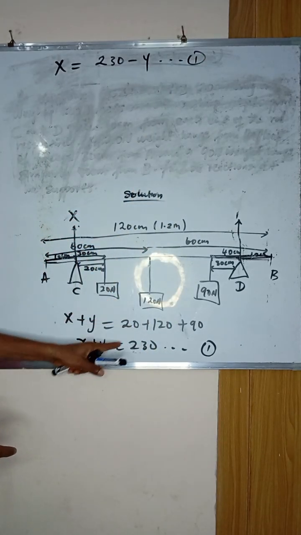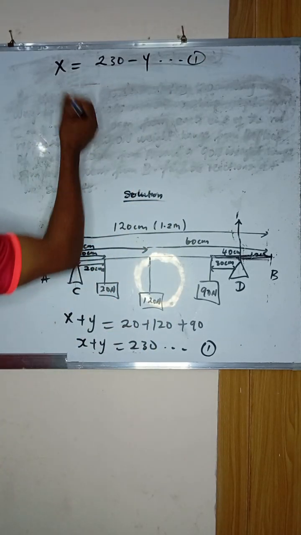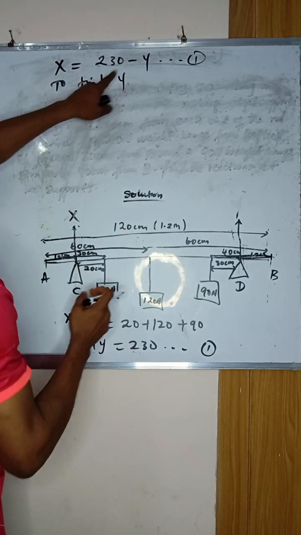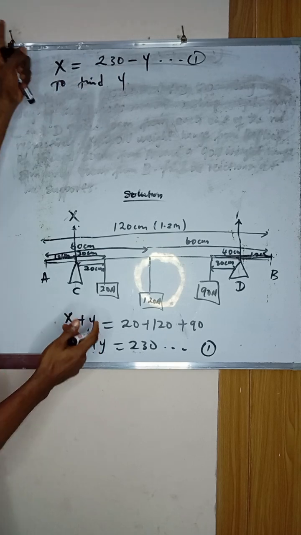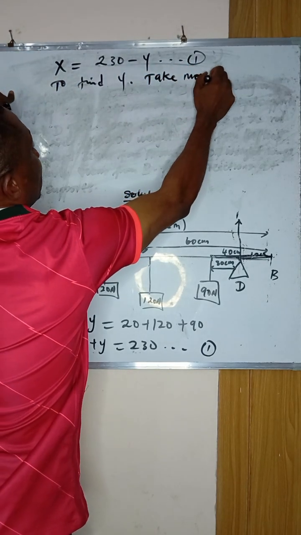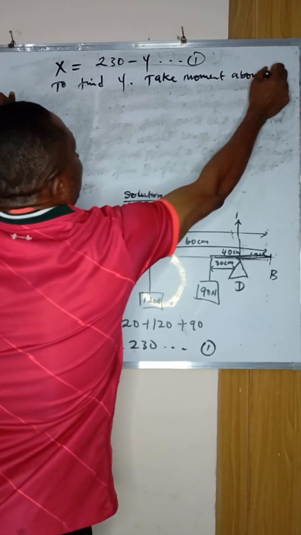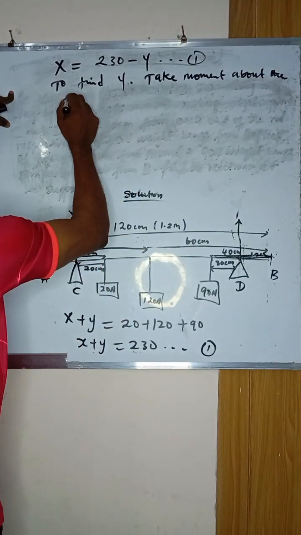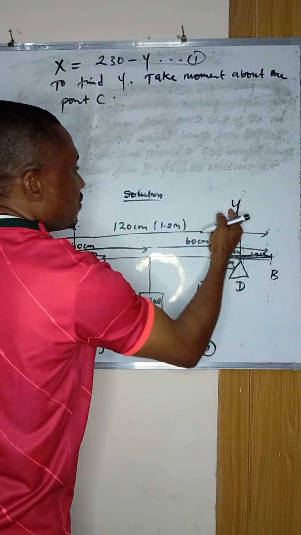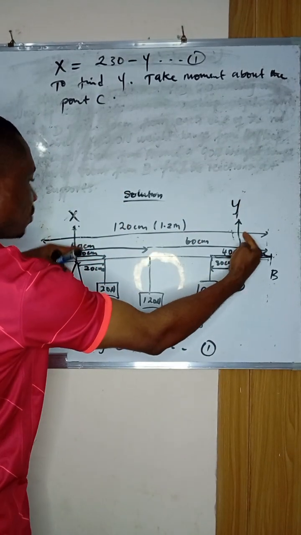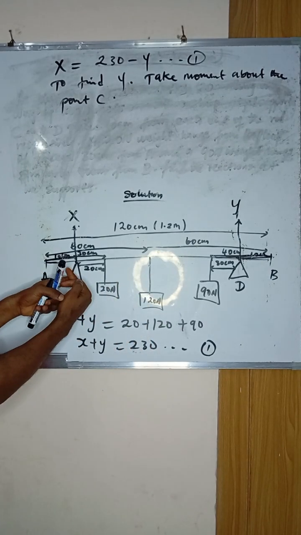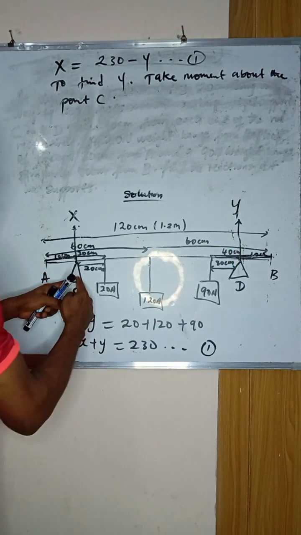So for me now to find y, if we get y, we can now find x. You now take moment about the point C. So for us to obtain this y, we have to take moment about this point. You know that moment is what? Force times perpendicular distance. So let us take moment about this.